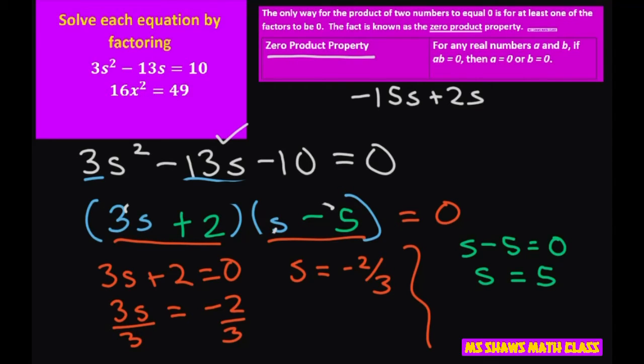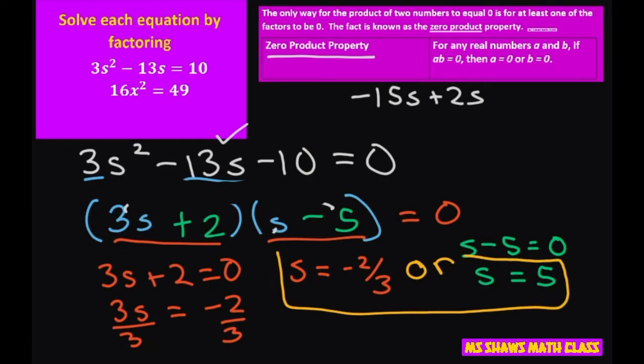And the way you're going to write it is s equals negative 2/3 or s equals 5. For example, if you plug in 5, it's going to be easier to do. If I plug in 5, I get 0 here, and I'm going to get 17 here. So 17 times 0 is 0. Or I can plug in negative 2/3, and I'll get a 0 here and something here. So that's still going to give me a 0.